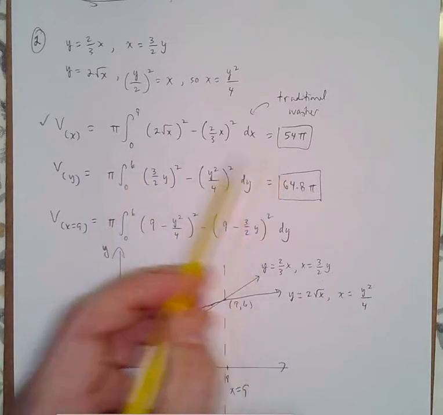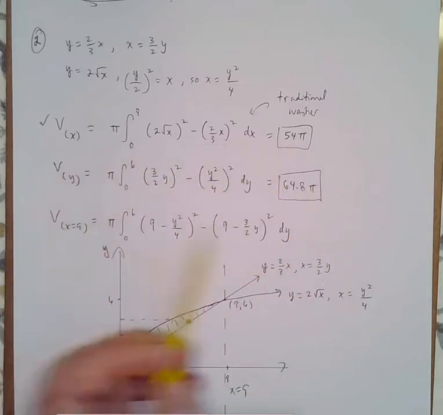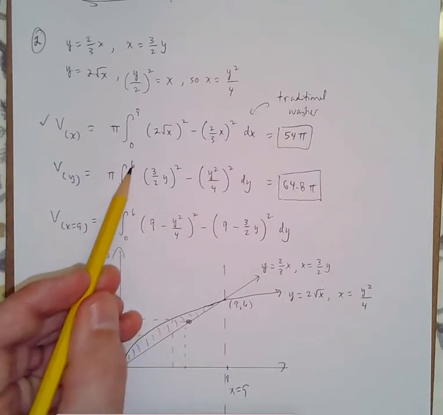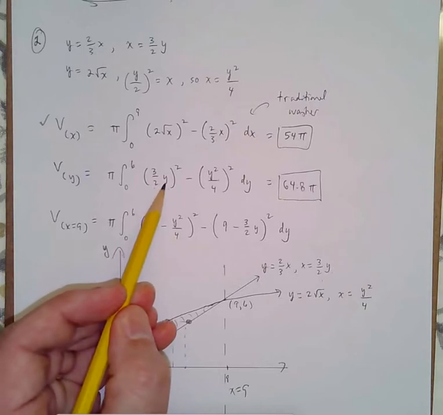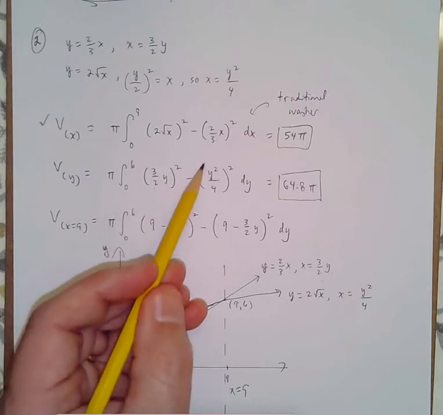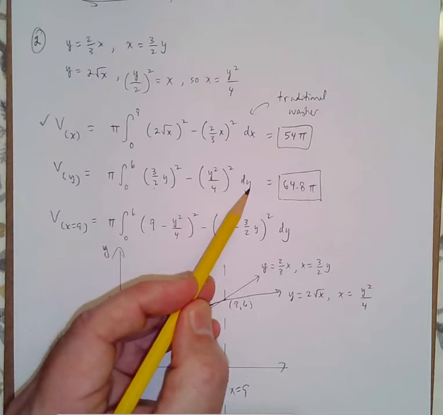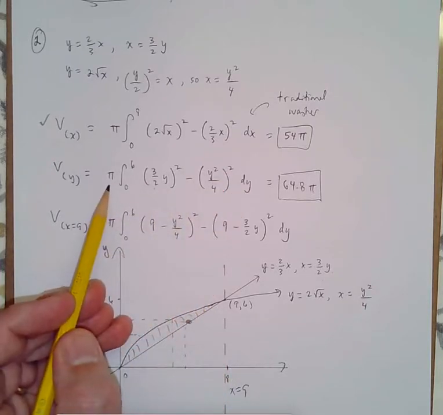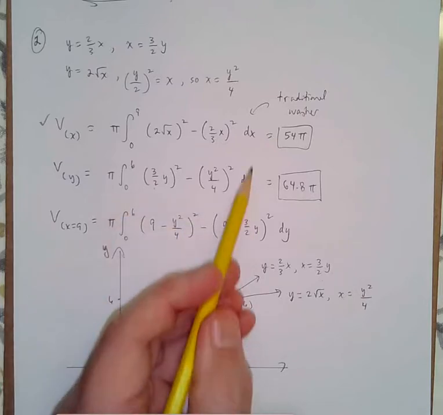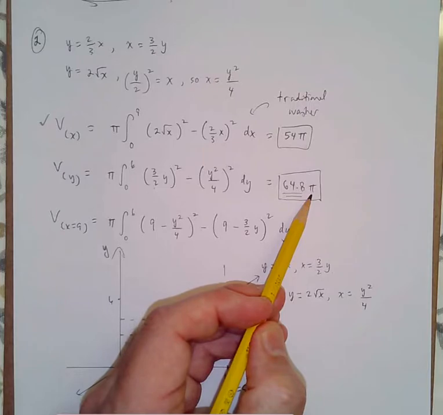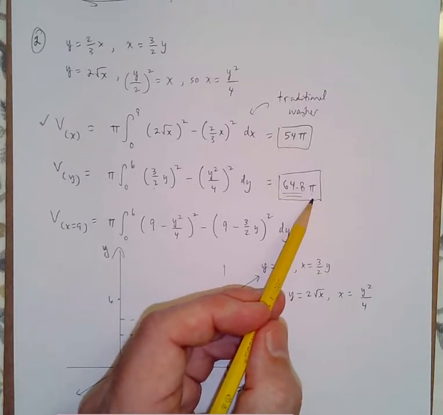Now, when you type this into your calculator, type in x. So in other words, the integral from 0 to 6 of 3/2 x squared minus x squared over 4 squared dx. Notice I keep the pi outside because I'm going to type everything in and get a number, and then I'm just going to put the pi at the end. And that's the best way to do these problems.